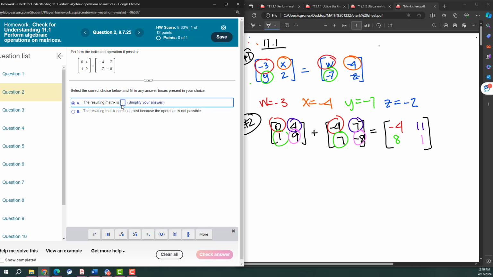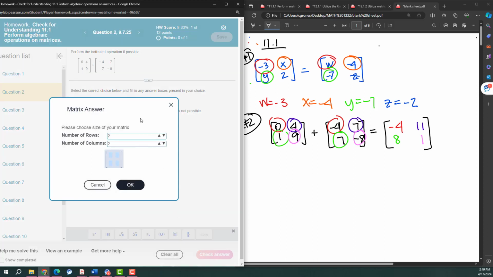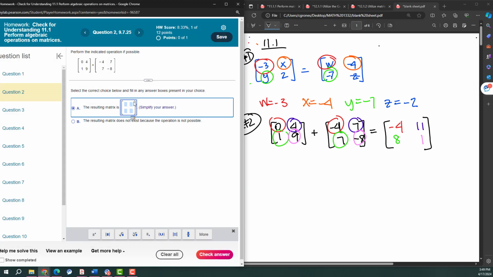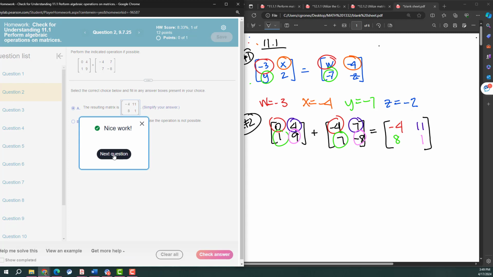Whenever you are entering your answer into Pearson, just click in the box and use the matrix button at the bottom. Click on that and this will pop up. Our matrix is a 2 by 2, so we click OK, and it has created it for us. All we have to do is put in the numbers of our final answer. And that's it.